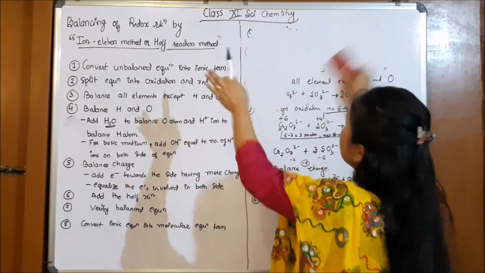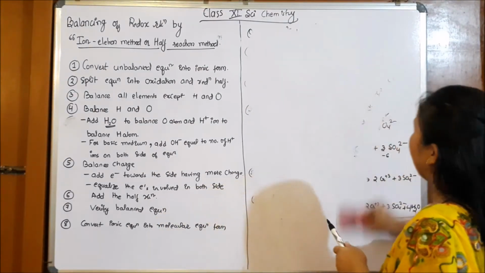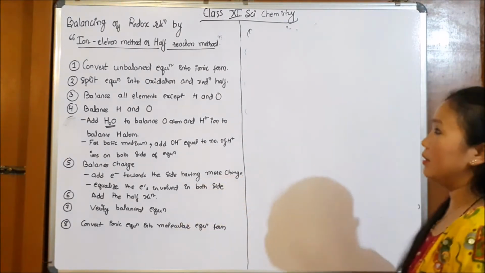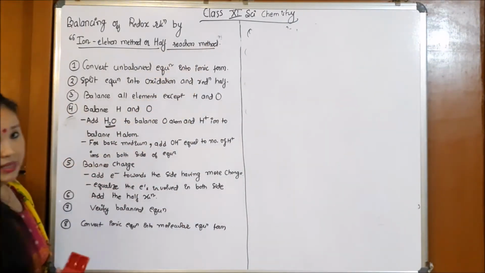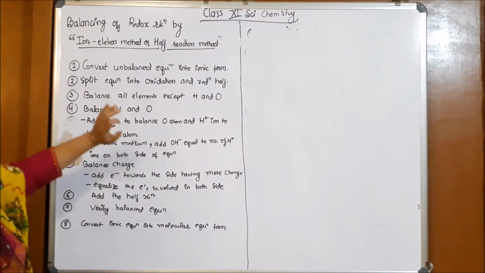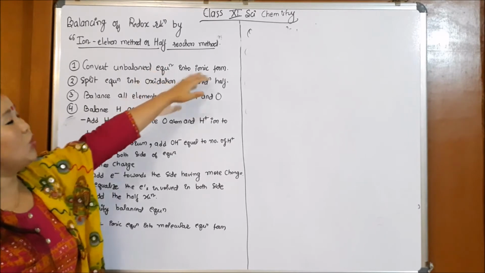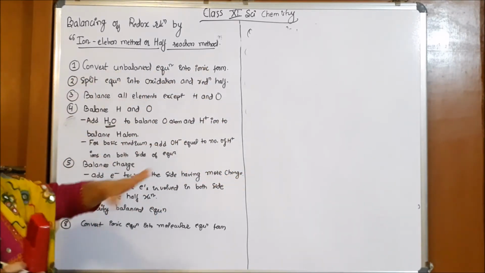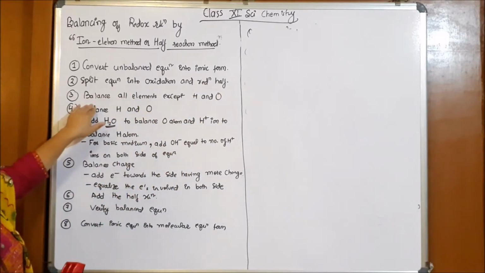So this is the oxidation number method. Now today we will discuss balancing redox reactions by the ion-electron method, or half reaction method. Let us see what the steps in this method are. First, convert whatever unbalanced equation there is into ionic form. Next, split the equation into reduction half and oxidation half.